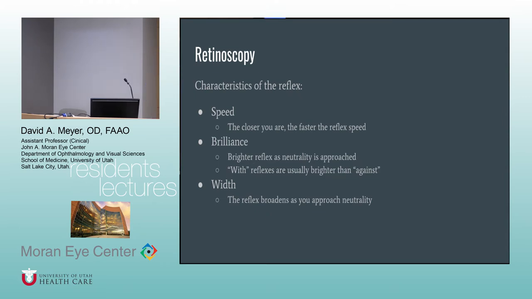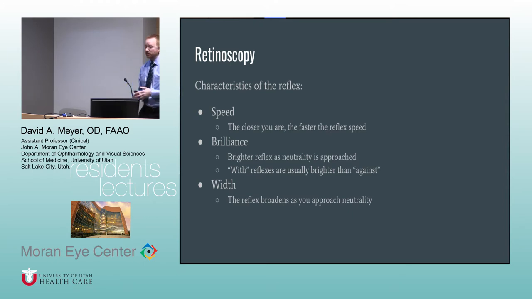So this is really important, because even if you're not that great at retinoscopy, there are some little clues you can pick up to help you know how close you are. For example, speed. If you're doing retinoscopy and you see this really slow, mushy against motion, you know you have a ways to go. The closer you get to neutrality, the faster that motion gets. If you do the sweep and it suddenly goes against you, but really fast, you know you're getting close. The closer you are, the faster the reflex speed.